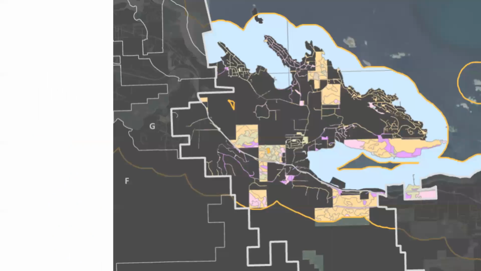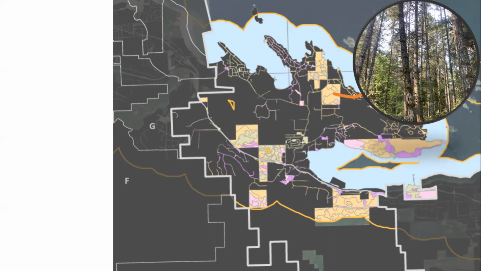So this map is showing you the most common fuel types around Electoral Area E. In our community, we have several. And on this map, orange colors are showing areas that are dominated by coniferous forest. That's forests of Douglas fir, western red cedar, pine, and other species. The C5 fuel type, shown in peachy orange, is the most common.